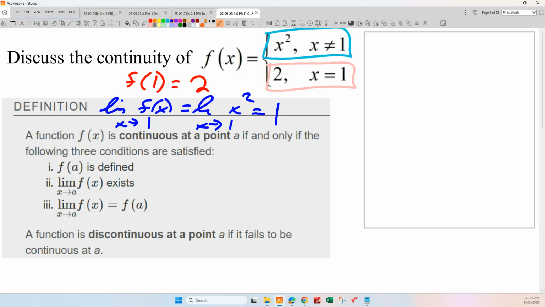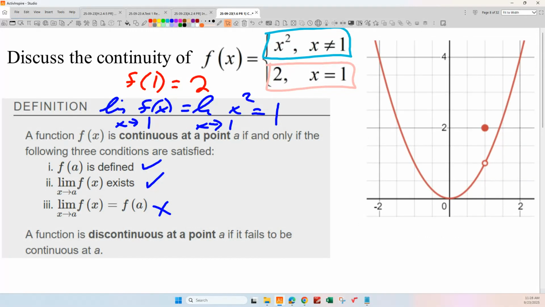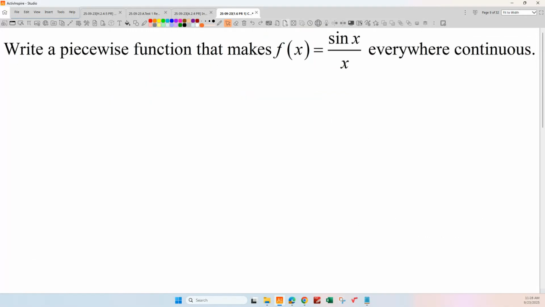So the function is defined. The limit exists. What's the only problem? They don't agree. So what kind of a discontinuity is this? Point discontinuity. It's removable, isn't it? We have a single point that's out of place. Okay?